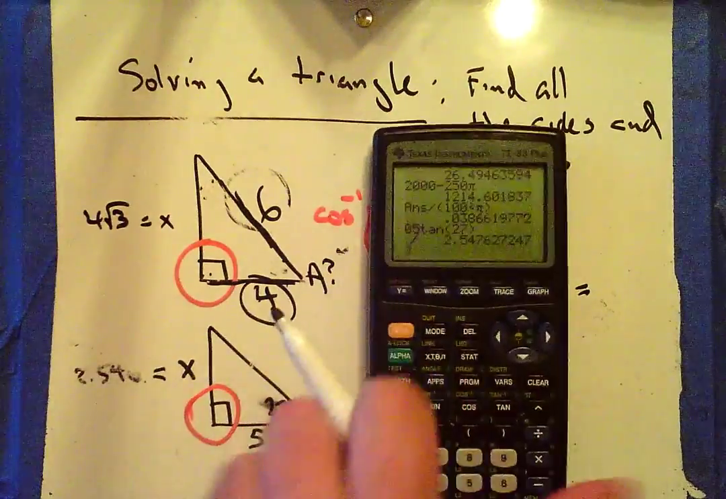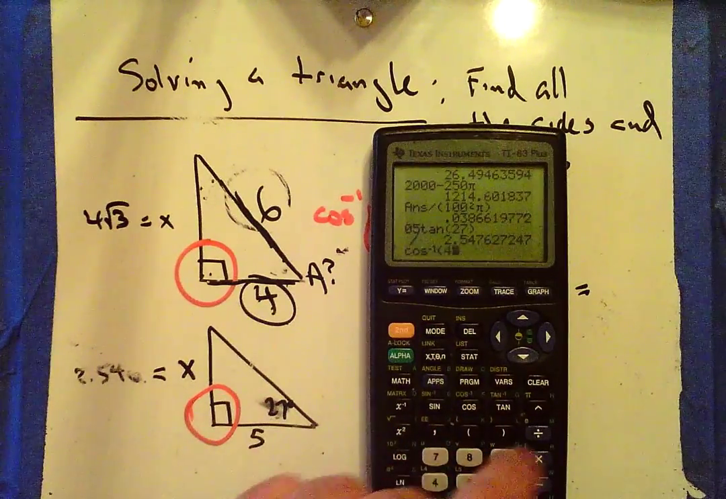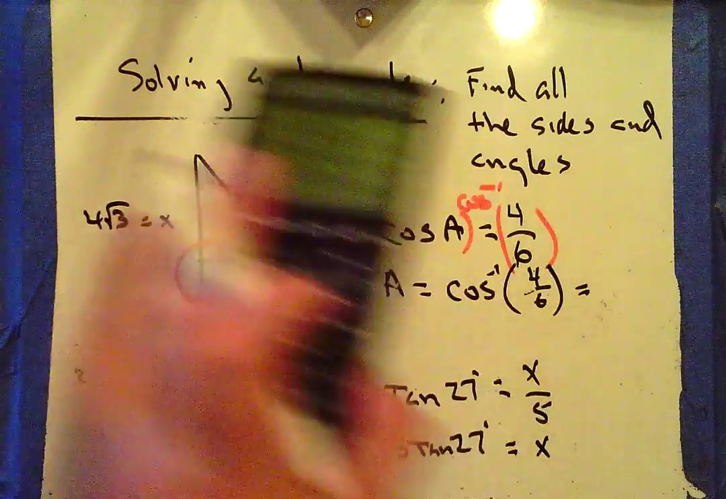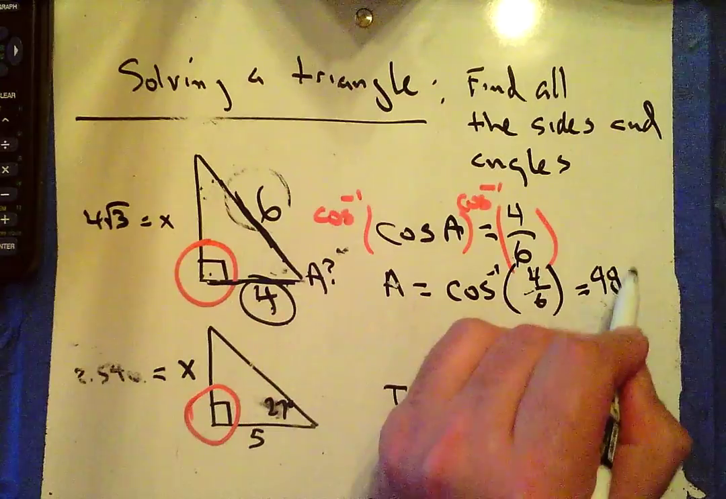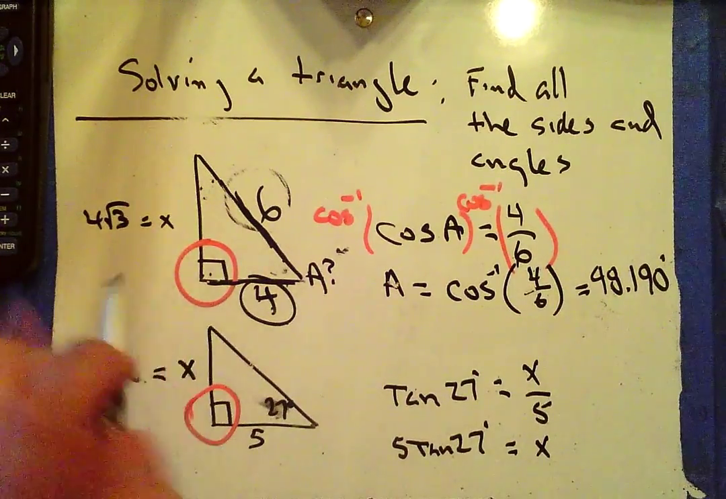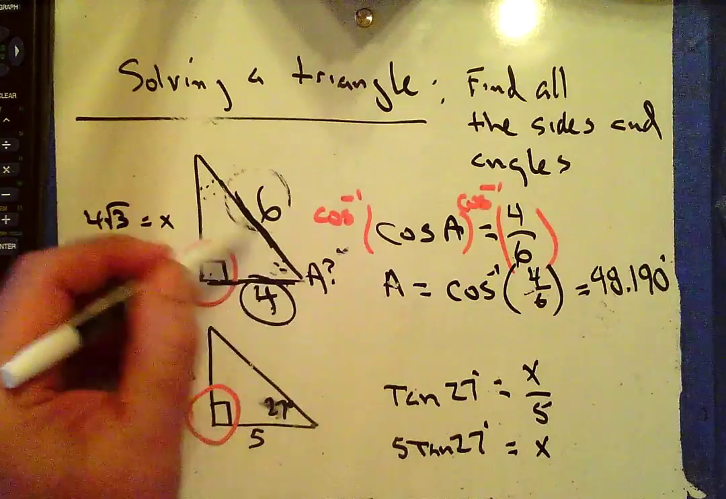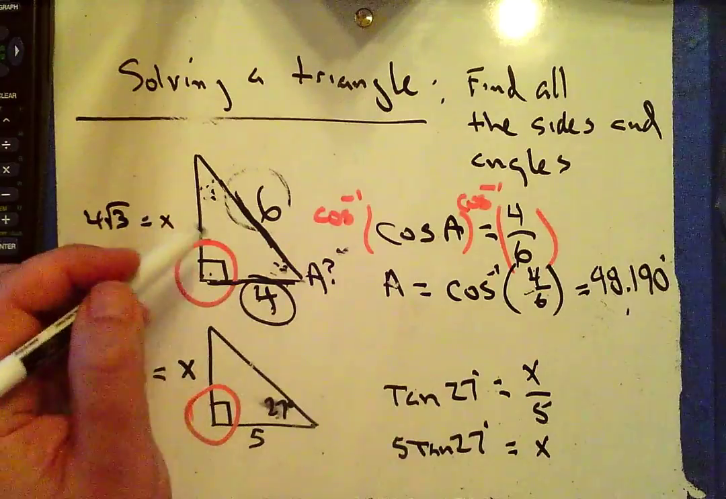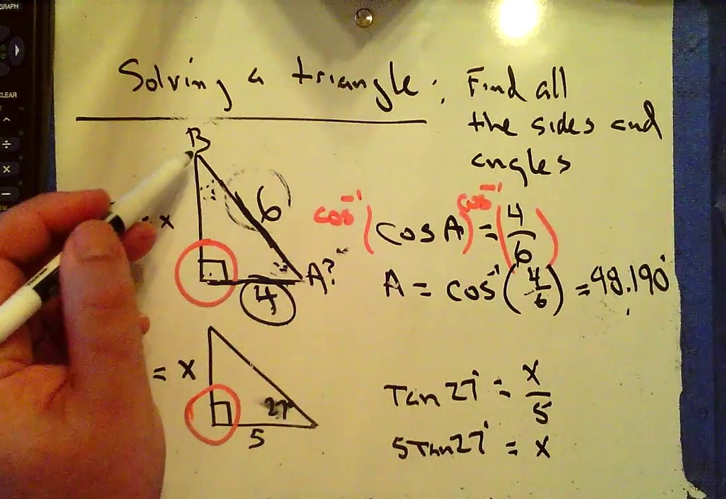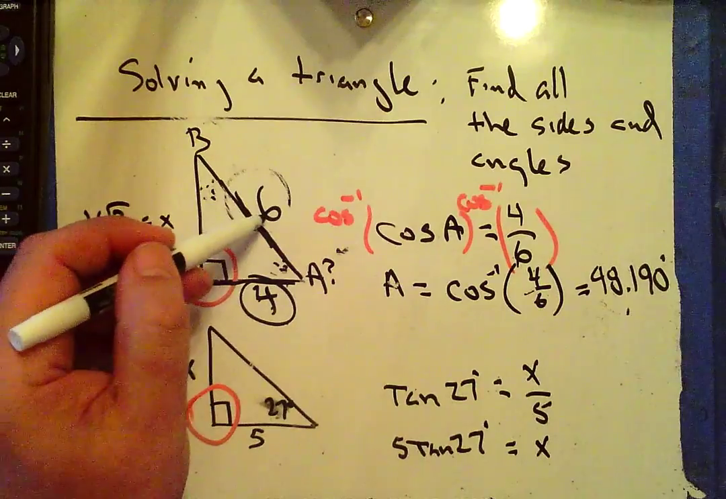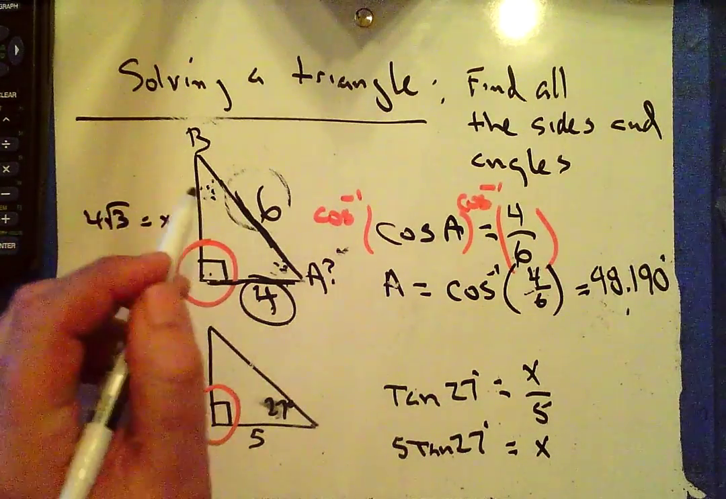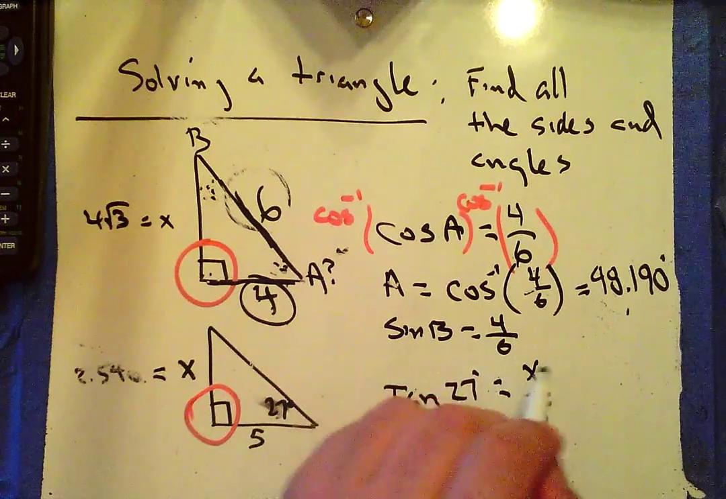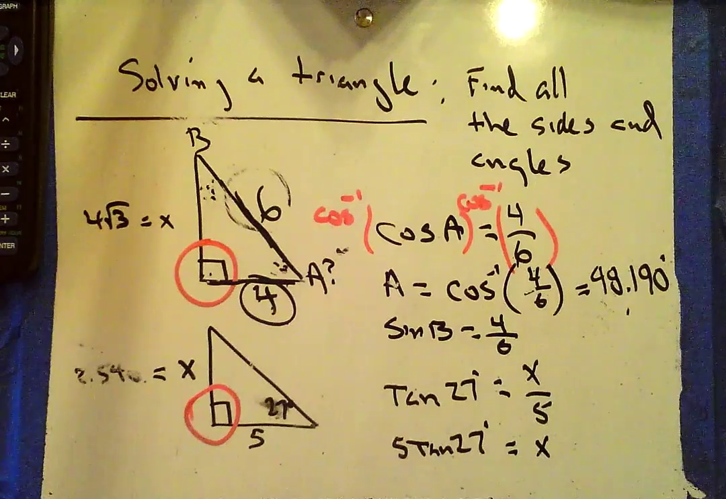And I can pull out my calculator and say, hey, what's the inverse cosine of 4/6? And my calculator says 48.190 degrees. I could always remember that these angles are complementary, so I could subtract this one from 90 to find that, but I could also set up another trig equation if I wanted to find B. I could use opposite over hypotenuse to find B. And so I would say the sine of B is 4/6, and then take the inverse sine of both sides.